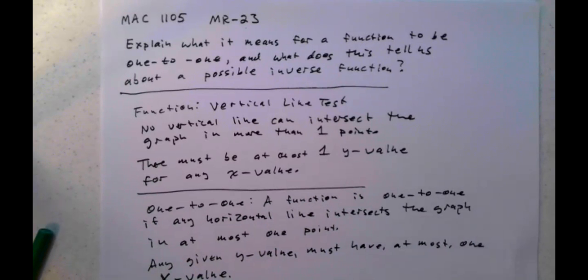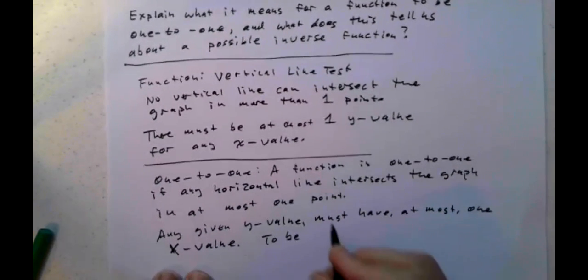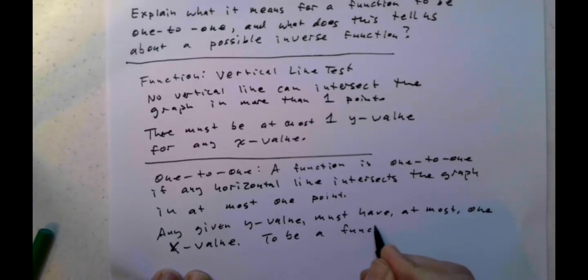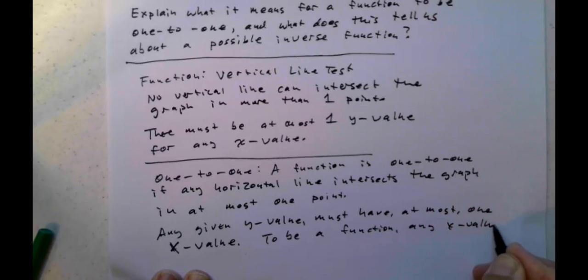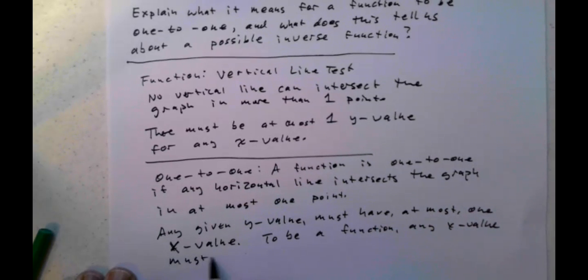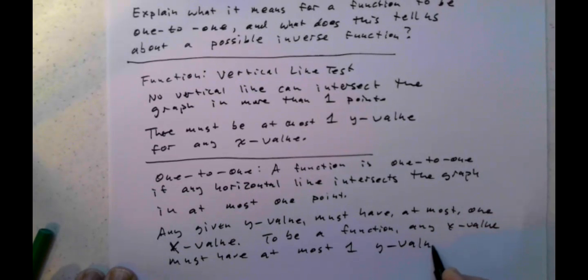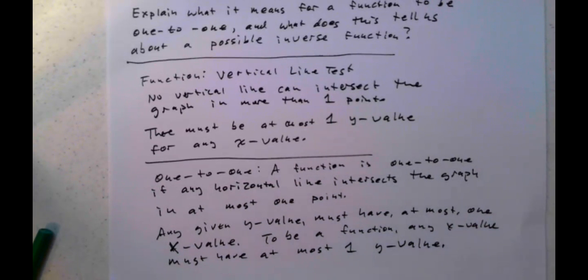And to be a function, any given x value must have at most one y value. That's 1 to 1. One x value yields one y value, one y value yields one x value. One x yields one y yields one x. That's why we call it 1 to 1.